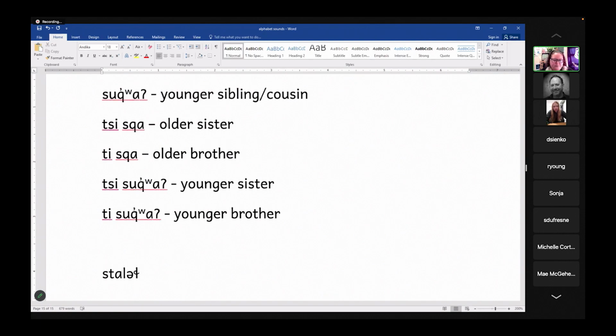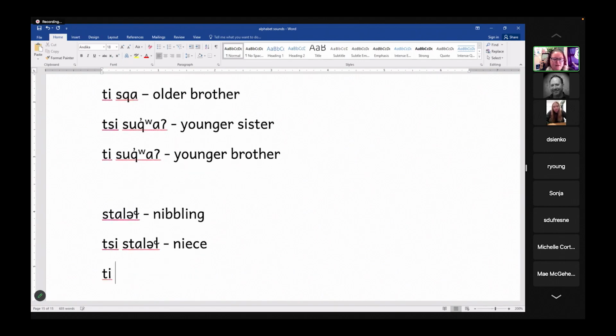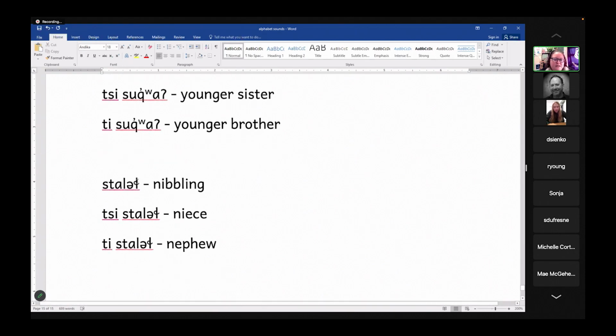Salash. What do they call that? Nibbling. Nibblings. Niece or nephew. C Stalash would be niece. T Stalash would be nephew. Stalash. C Stalash. T Stalash.